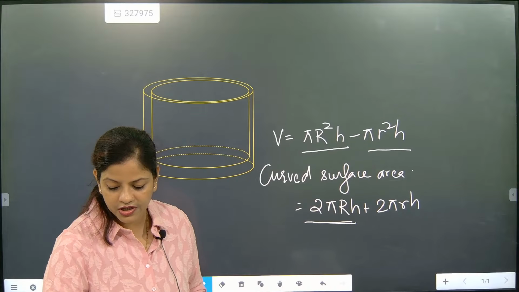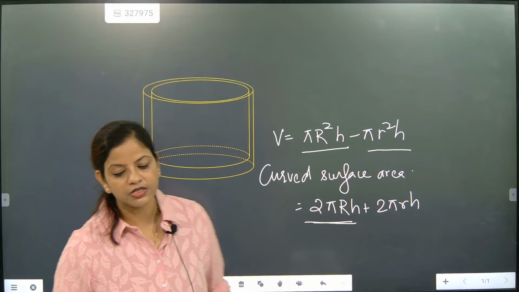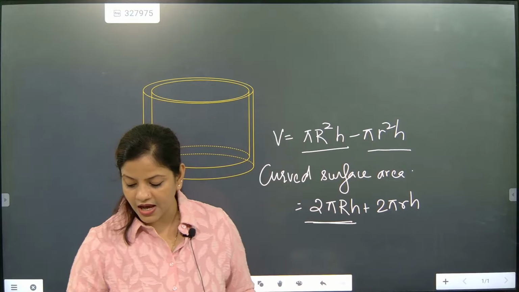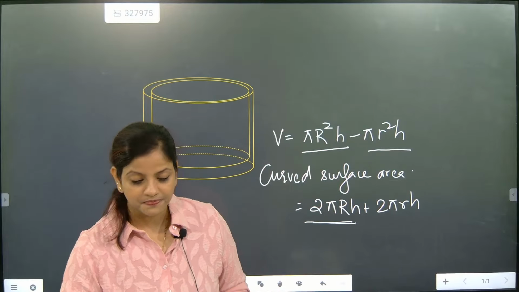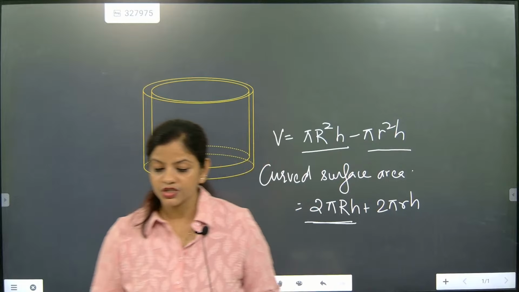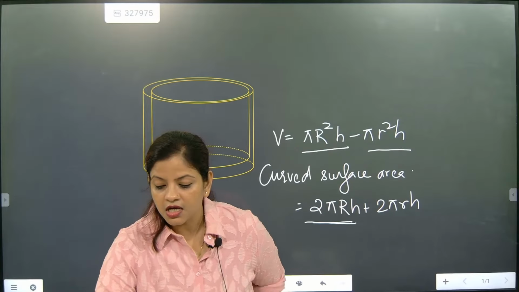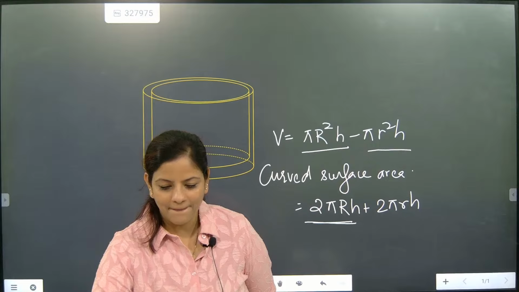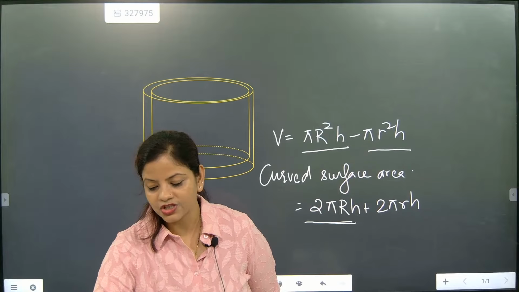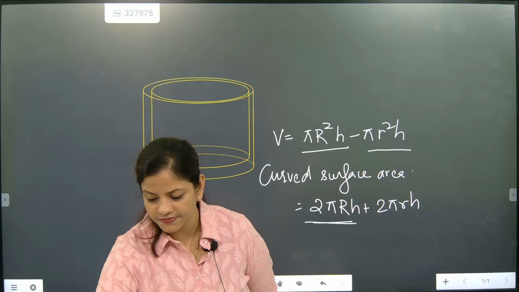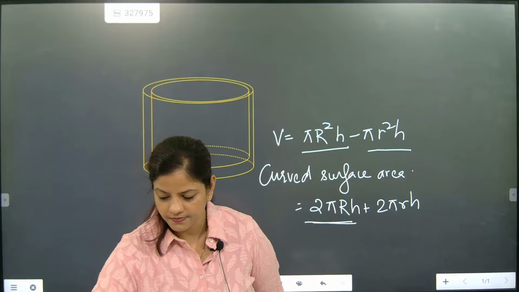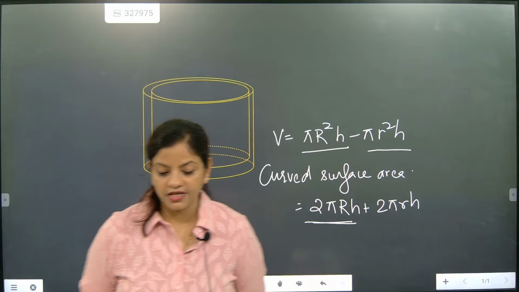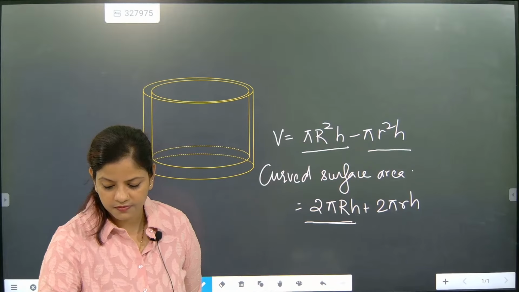I hope you have understood this section. Come on, children, did you understand this part? So the curved surface area will be 2 pi rh plus 2 pi rh. Okay, I'll go slow. That is the curved surface area: 2 pi rh plus 2 pi rh, the inner and outer part.